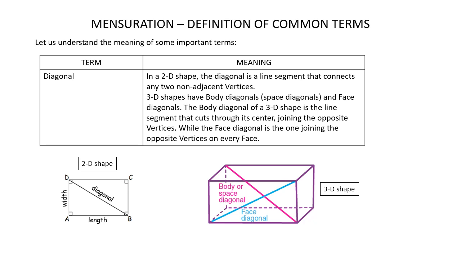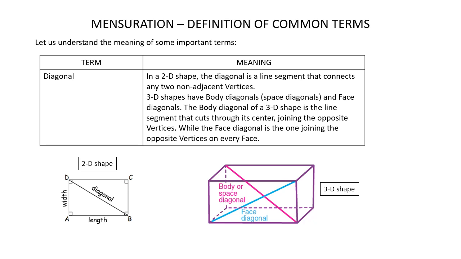Now we know that the body diagonal is the line segment that cuts through the center of a 3D shape, joining the opposite vertices. So in this 3D shape, if you consider this vertex, then the opposite vertex to this point would be this vertex. So the line segment joining the opposite vertices and passing through the center of the cuboid is the body diagonal.